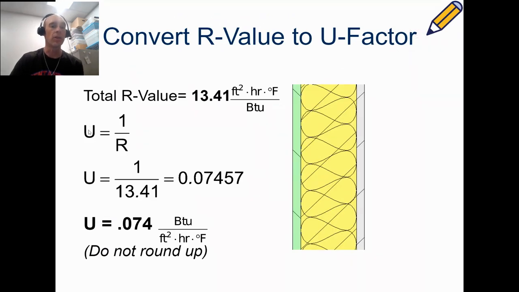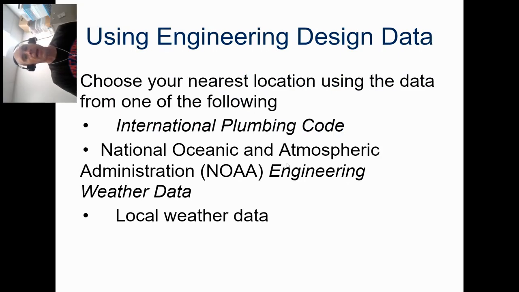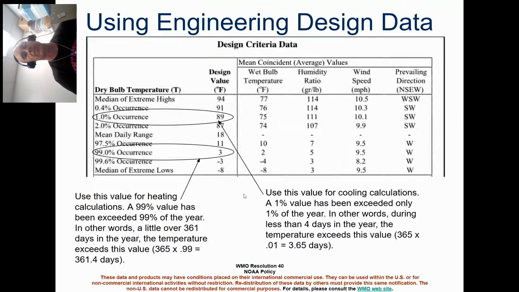Now we need to convert to U. So U is 1 over R, so U equals 0.074. Don't round this up. It's not 0.075 or 0.1 or whatever. Just leave it 0.074. We get our temperature data using the National Oceanic and Atmospheric Administration. NOAA is the collector for this, and that gives us local weather data.